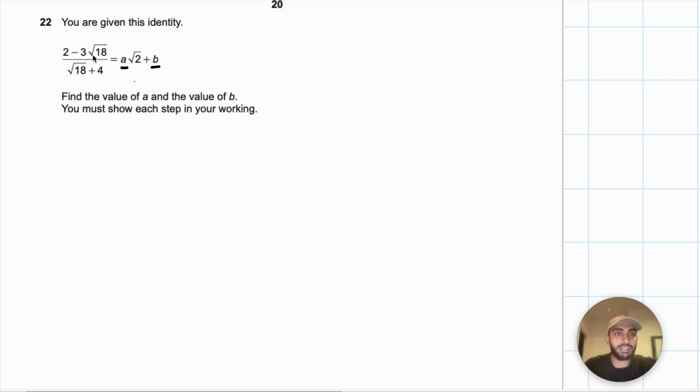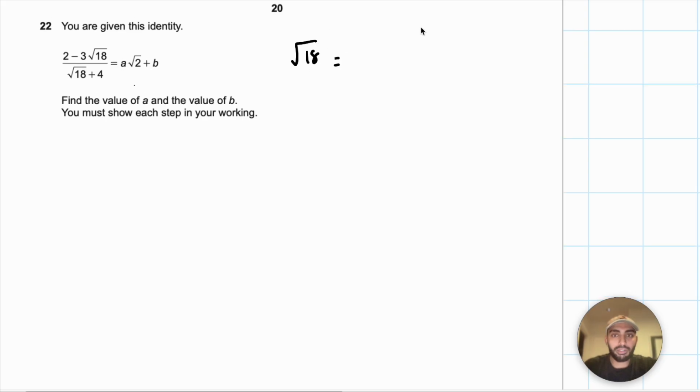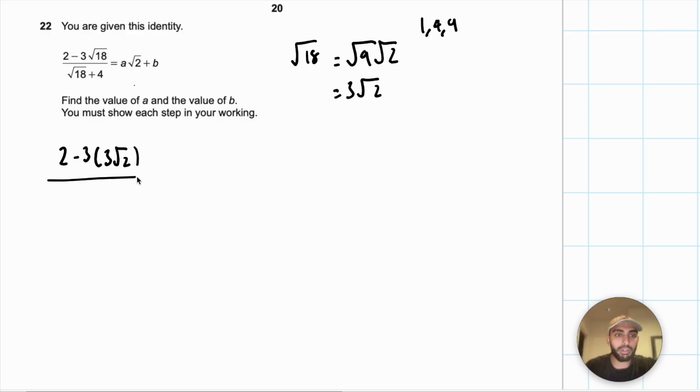Because I can see a root 18 here and I can see a root 18 here, let's first simplify those. You can just type this into your calculator, or if you know your square numbers and you know how to simplify surds, you can simplify it yourself. So the largest square number that goes into 18 would be 9, so that'd be root 9 root 2. That would simplify to 3 root 2. Let's rewrite this, replacing these root 18s with 3 root 2. So I've got 2 take away 3 multiplied by 3 root 2 over 3 root 2 plus 4.